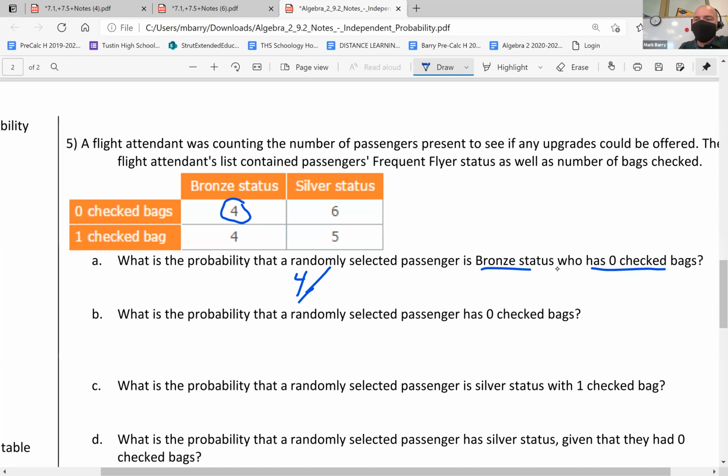Then on the denominator is the total here. I'll go ahead and calculate this out here. So the total is 10 up top, 9 on the bottom. So that'd be 19 people, right? So I'm going to say that that's 4 out of 19. If we type that in a calculator, it would be 0.211, so about 21.1%.